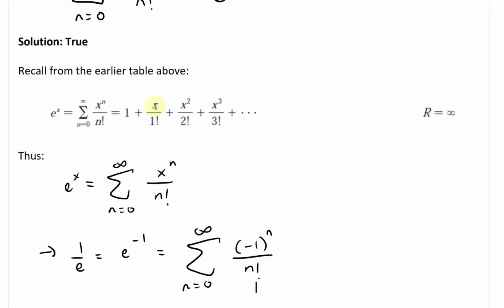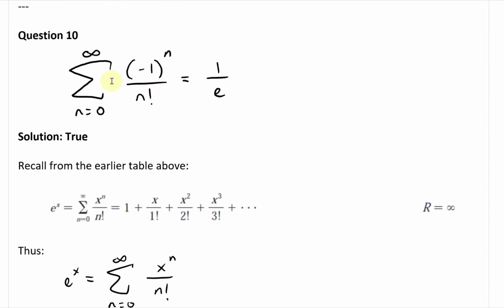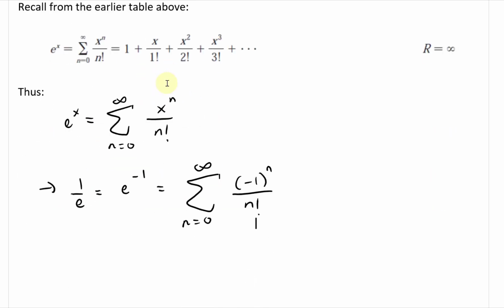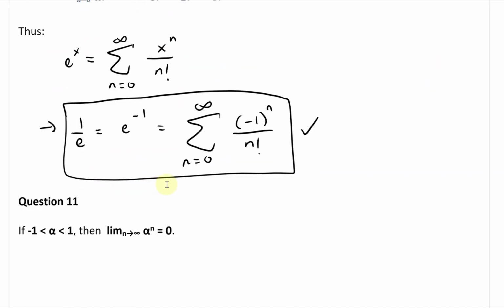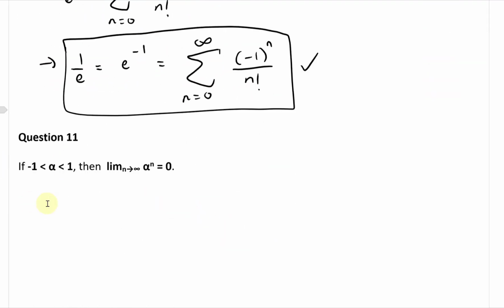Like that. And this is in fact the same thing over here that we're asked to see if it equals to it. So this is true. So let's put this like this. I'll box the whole thing out. True. All right, so now we could look at question 11.